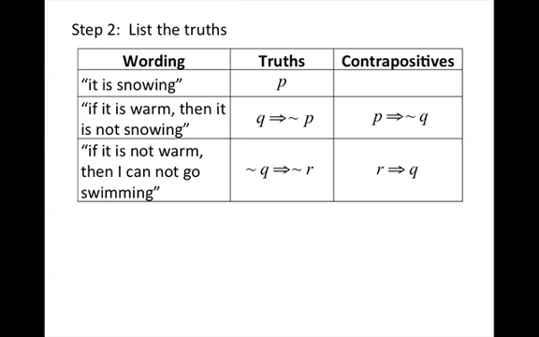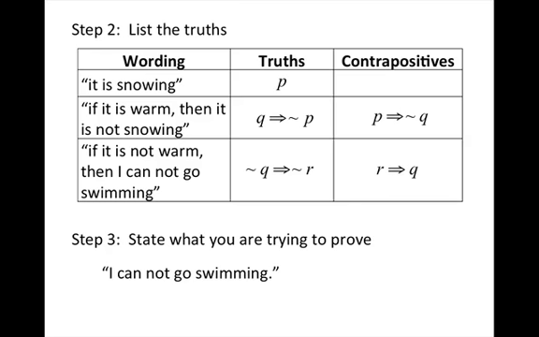Next, we look at what we're trying to prove. I'm trying to prove I cannot go swimming. Well, R is that I can go swimming, so I'm trying to prove not R. And I want to show that this is true. So now keep in mind what you're trying to prove is true. I want to end with a not R. So if I look back through my table, the only not R I have is right here, the not Q implies not R. So I know I'm going to need this in my logic proof.